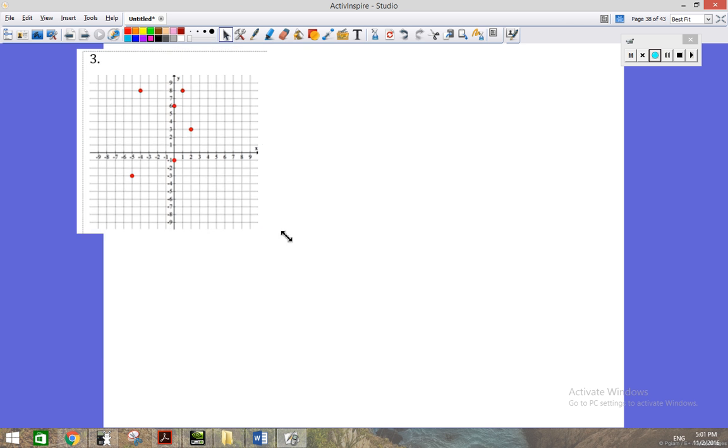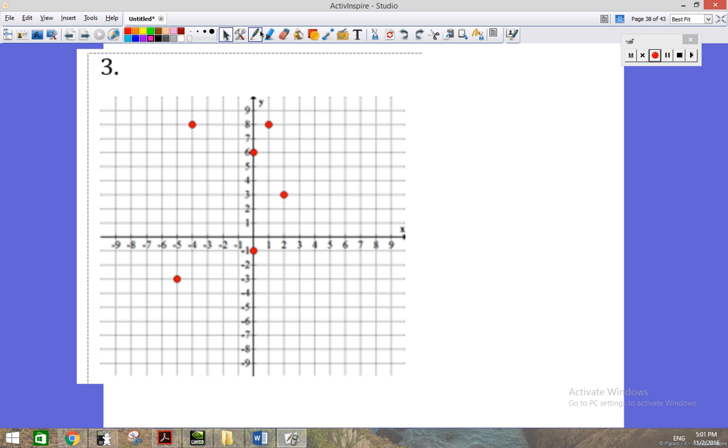We have the same idea here, a finite set of points. They've just given it to me in a graph. So let's see if I can read off the coordinates here: -5, -3, 0, -1, 2, 3, 0, 6, 1, 8, -4, +8. So the domain is all the x values.